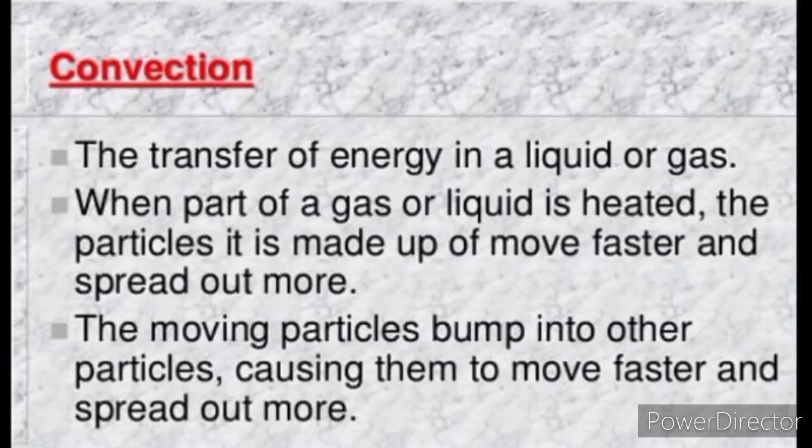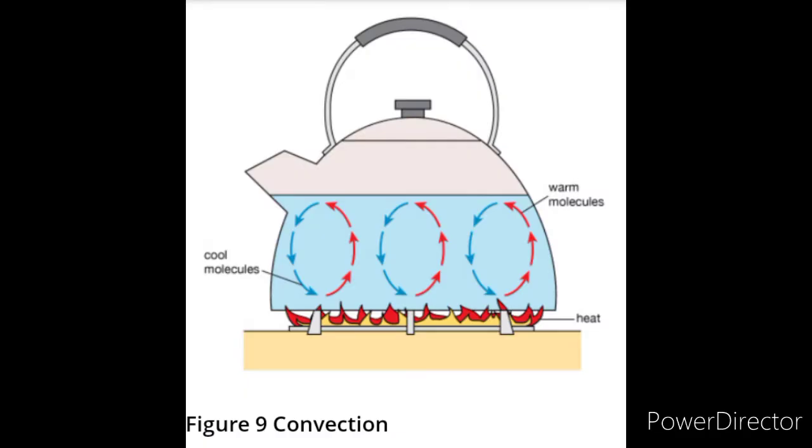Points about the convection. Number 1. The transfer of energy in a liquid or gas takes place through convection method. When part of a gas or liquid is heated, the particles it is made up of move faster and spread out more. The moving particles bump into other particles, causing them to move faster and spread out more.